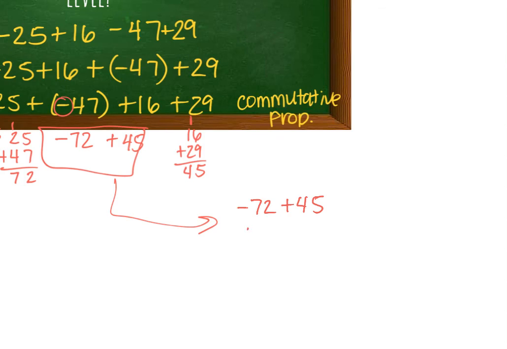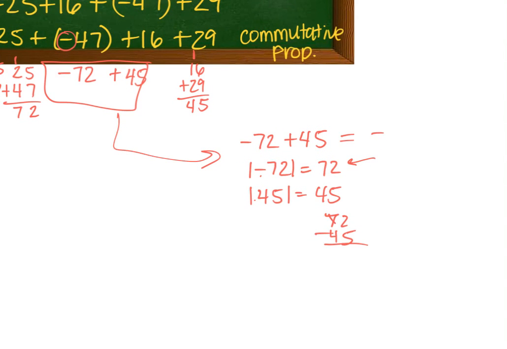What do we have to do? Find the absolute values. Okay, now the absolute value is 72. This one is bigger, so we know our answer is going to be negative, okay? And since they are different signs, one's negative, one's positive, we are going to subtract them. So 72 minus 45. Let's go ahead and borrow from the 7. We make that a 6. This becomes a 12. 12 minus 5 is 7. 6 minus 4 is 2. Negative 27 is our answer.